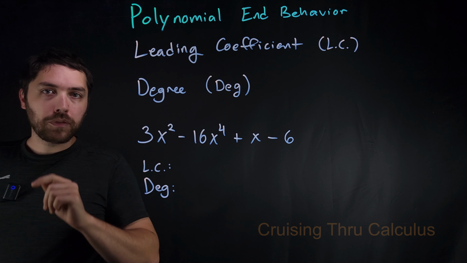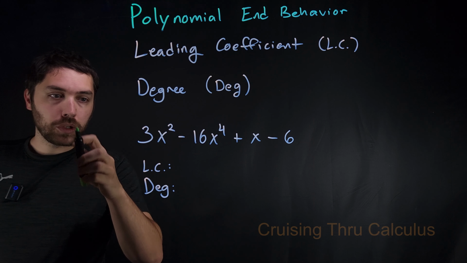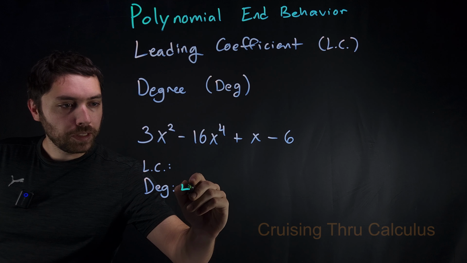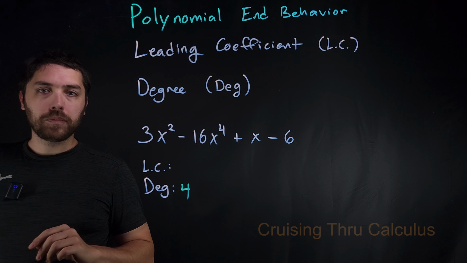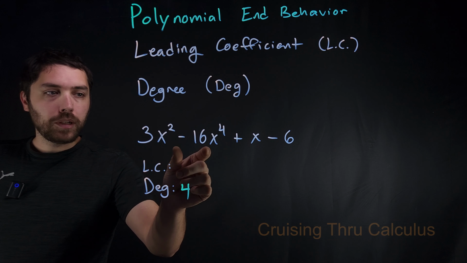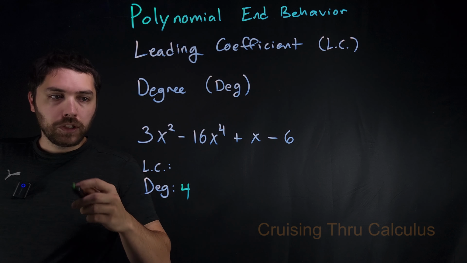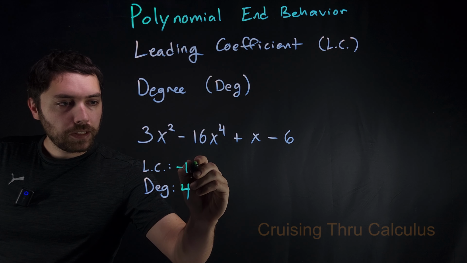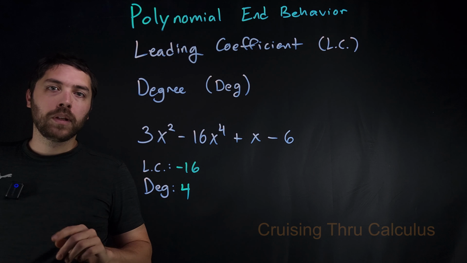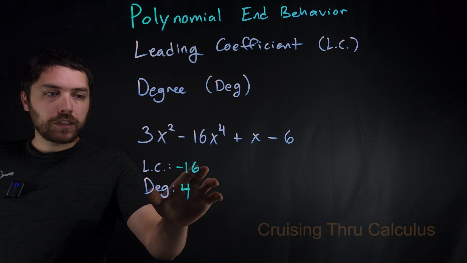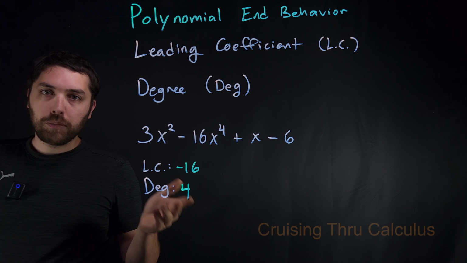And in fact, when you find the largest power, that is your degree of the polynomial. This is a degree 4 polynomial. The leading coefficient is the number that is attached to that piece. So in this example, negative 16 is the leading coefficient. Once you know this and can recognize it, you can find the end behavior of polynomials.